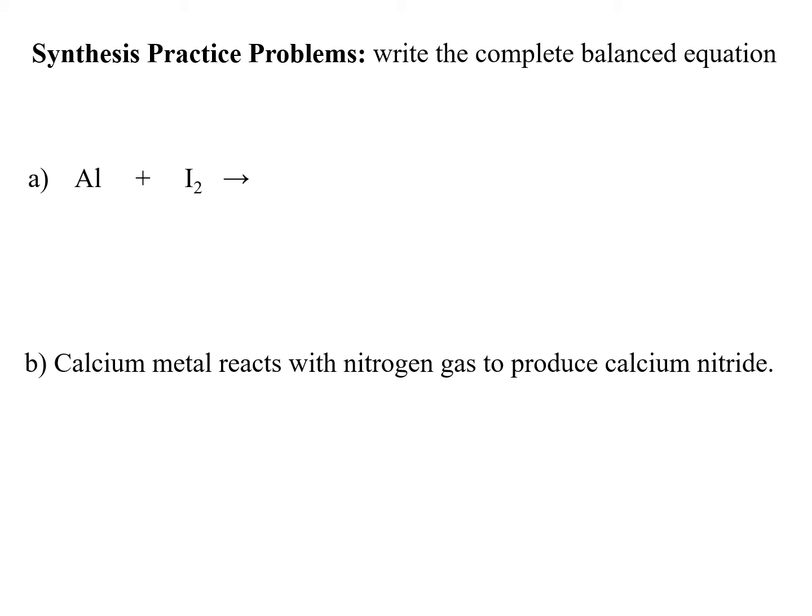All right, hopefully everyone was able to give this a shot. We notice that we have 2 elements. We have a metal and a nonmetal element. So we're going to be getting an ionic compound. So we have 2 elements. Now we have to consider their charges.